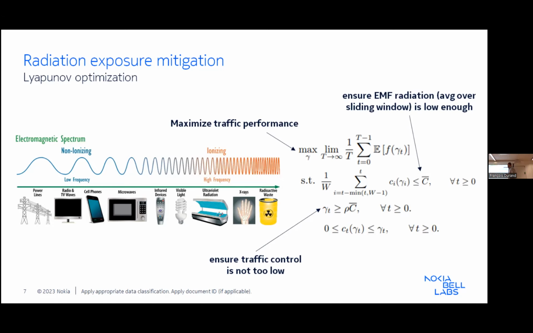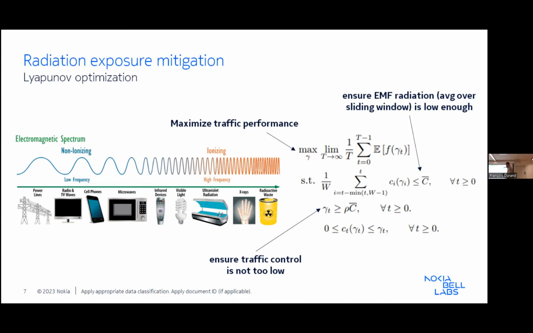The problem is that this constraint is by regulation. Regulations say that every 6 minutes, you compute the average of the EIRP, and this has to be smaller than a limit that depends on the frequency at which you're transmitting. So it's a hard constraint for us, actually very, very hard.